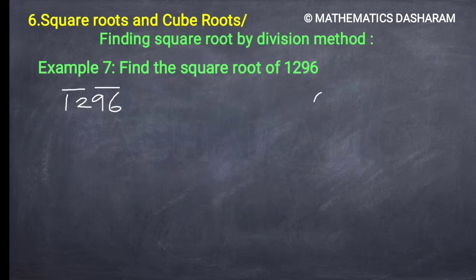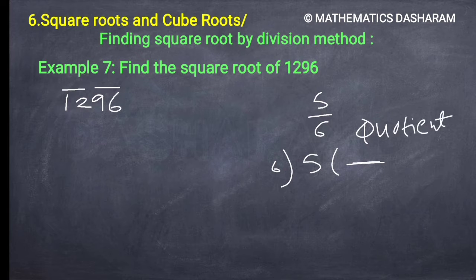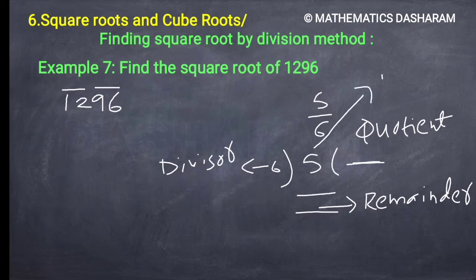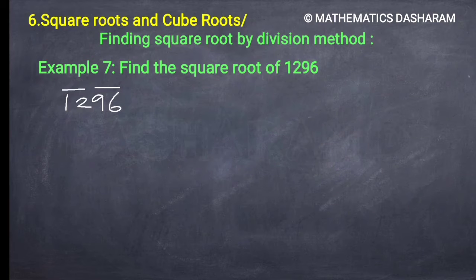For example, 5 by 6 is a fraction, so that means 5 and here is 6. This answer is called a quotient, and this answer is called a remainder, and 6 is called a divisor, 5 is called a dividend. So here also let's do the division.